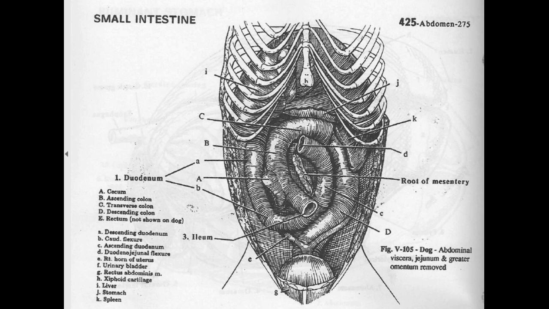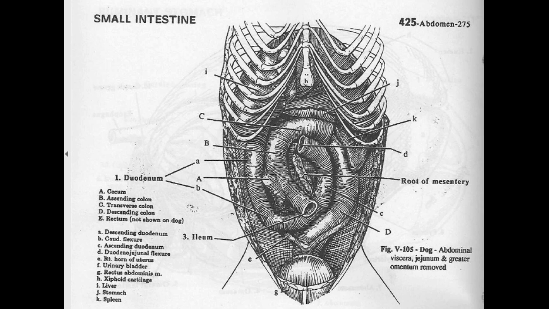When it turns caudally, it forms the descending duodenum, which continues caudally on the right side of the abdomen in contact with the right abdominal wall. The bile and pancreatic ducts also empty into the descending duodenum. This descending duodenum continues caudally, and then it forms the caudal flexure. After the caudal flexure, it becomes the ascending duodenum, which continues cranially and finally terminates at the duodenojejunal flexure. This ascending duodenum, like the descending duodenum, is also present on the right side of the abdominal wall.